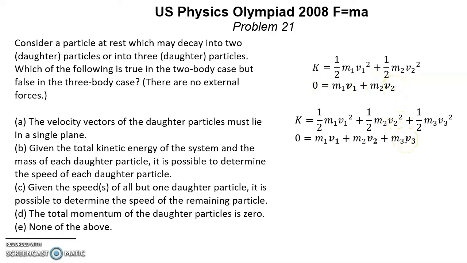And same thing for three particles. Again, if we have the speed of one particle and the speed of another particle, and we don't have any masses, we cannot calculate the third speed.